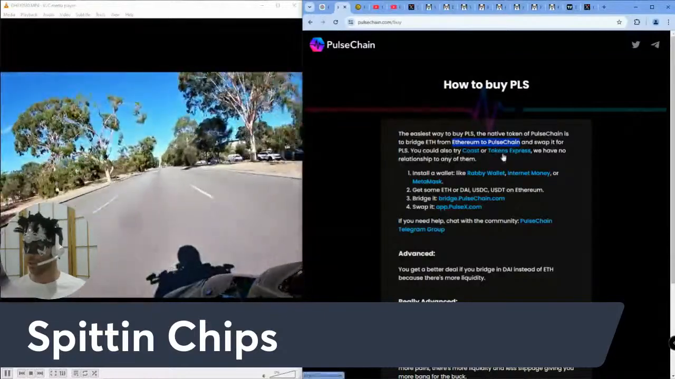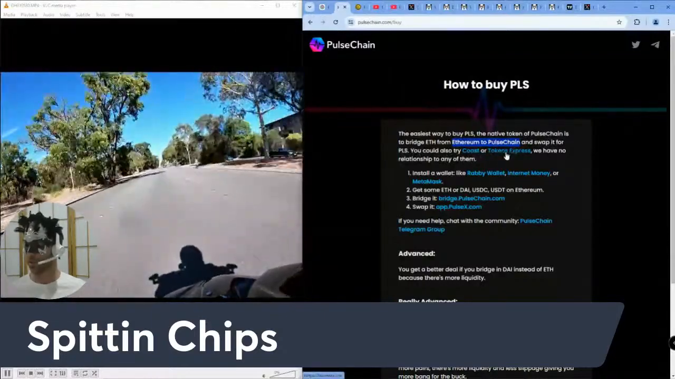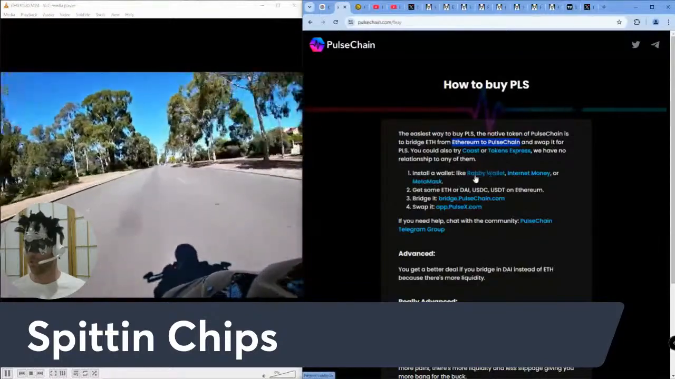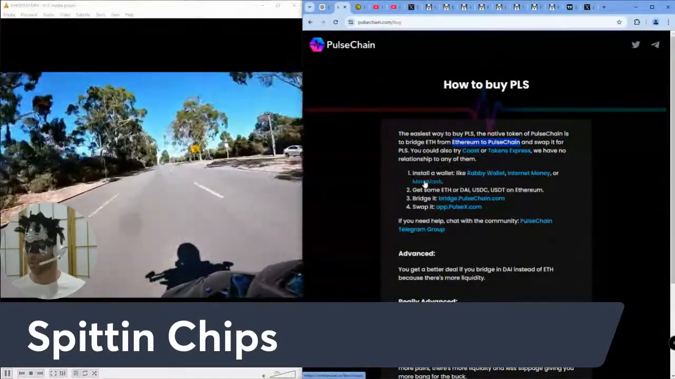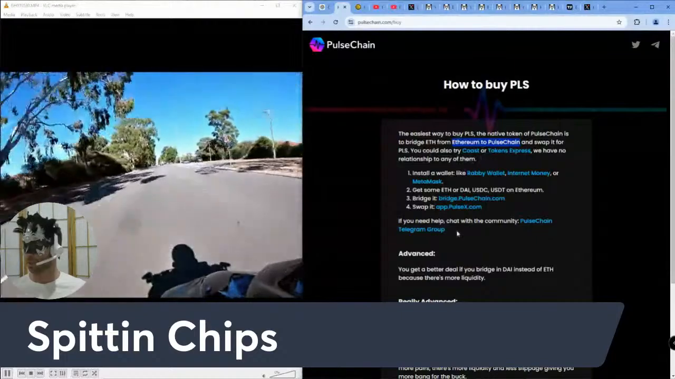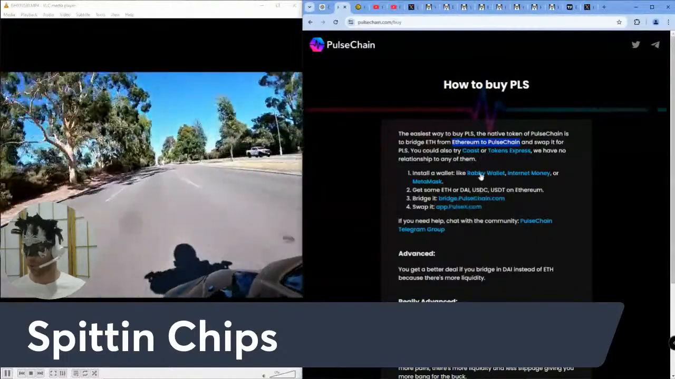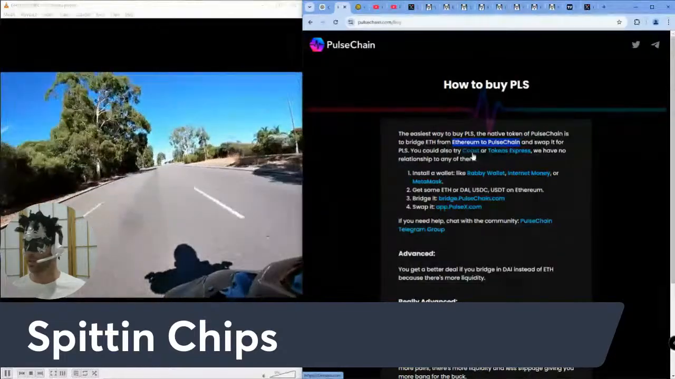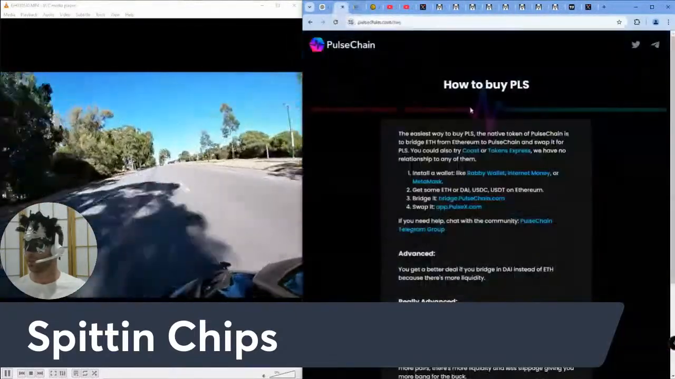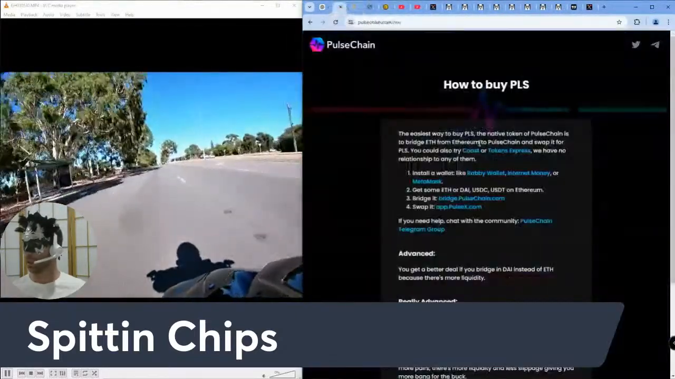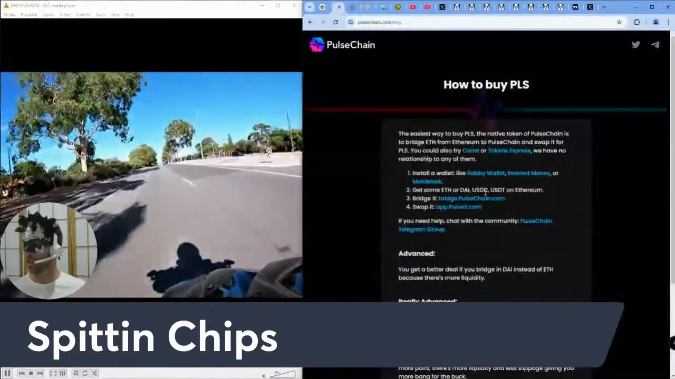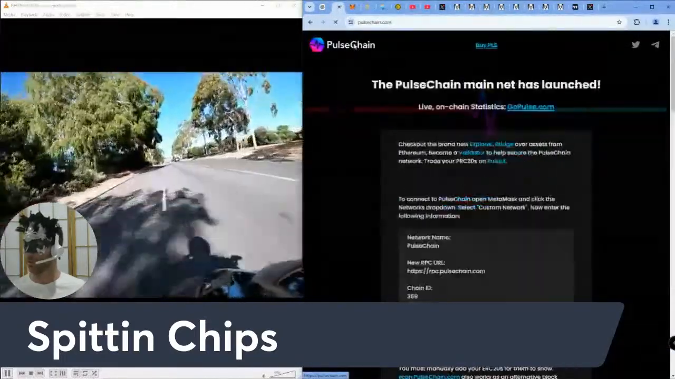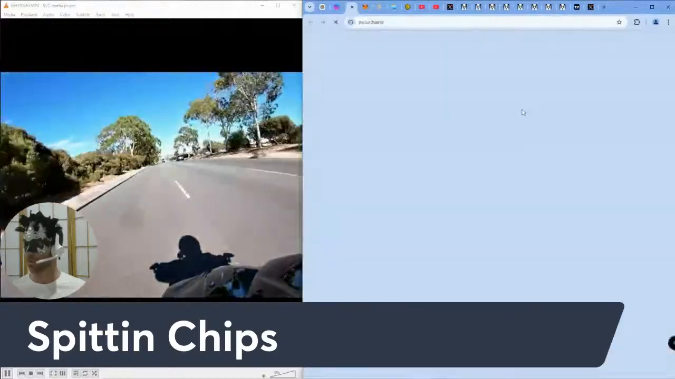The other way is to try Coast Token Express. The wallets you might want to use are Rabby Wallet, Internet Money, or MetaMask. So that's the way it's showing how to do it from here. We can click on each one of these and it's going to open it up, and then also MetaMask. From that, we'll just go back to PulseChain and go to Go Pulse.